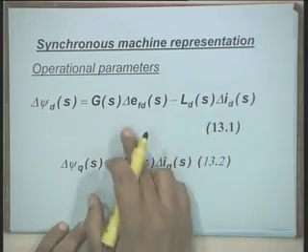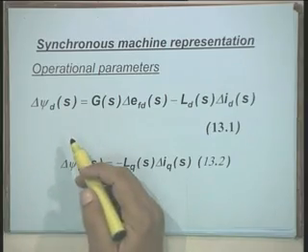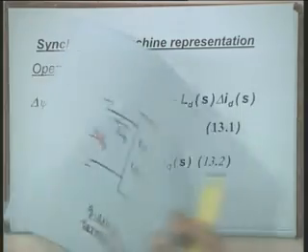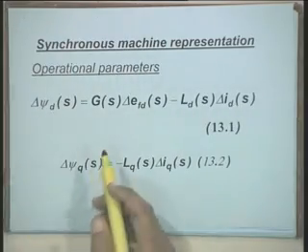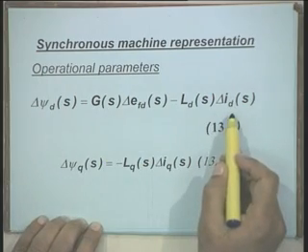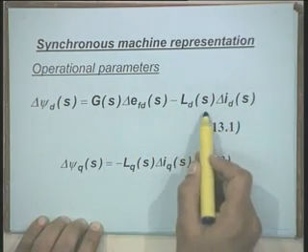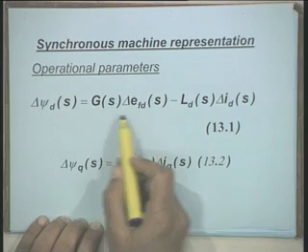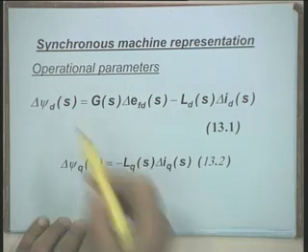Now, this equation I have written here, because when I consider the small perturbations, the same equation is written here: minus LDS into delta IDS plus GS into delta EFDS, plus IDS.